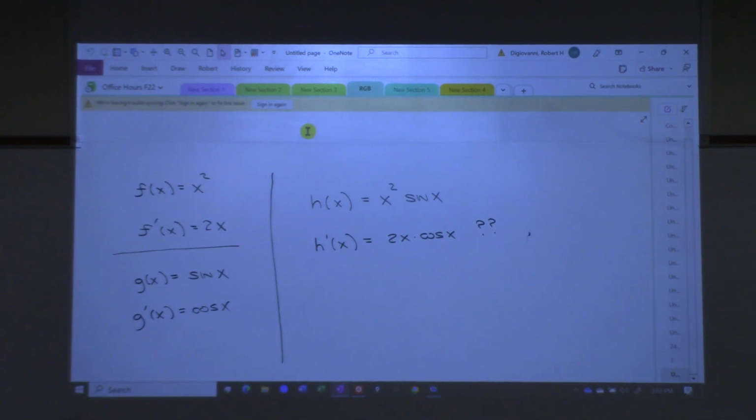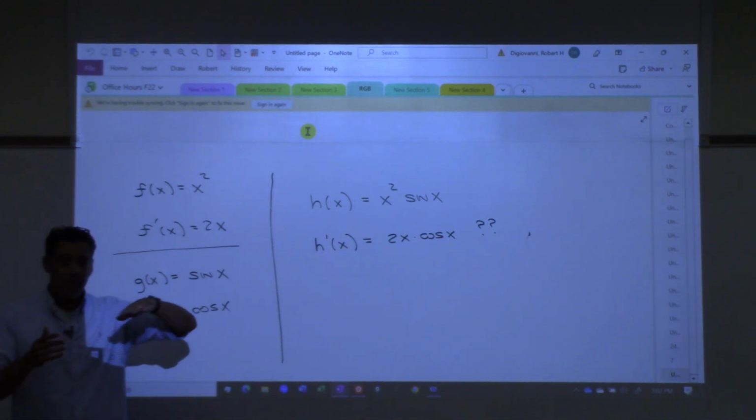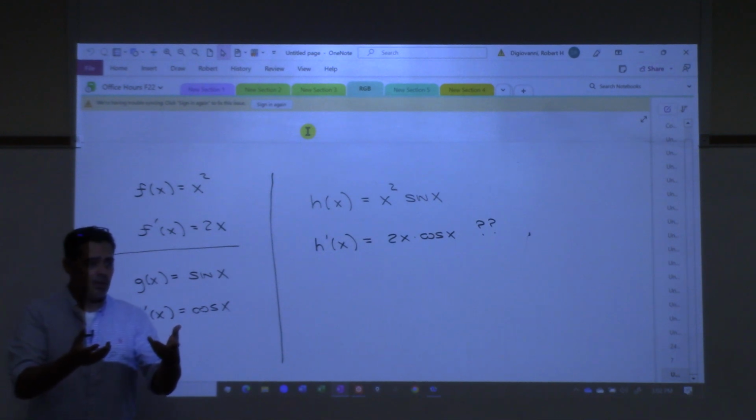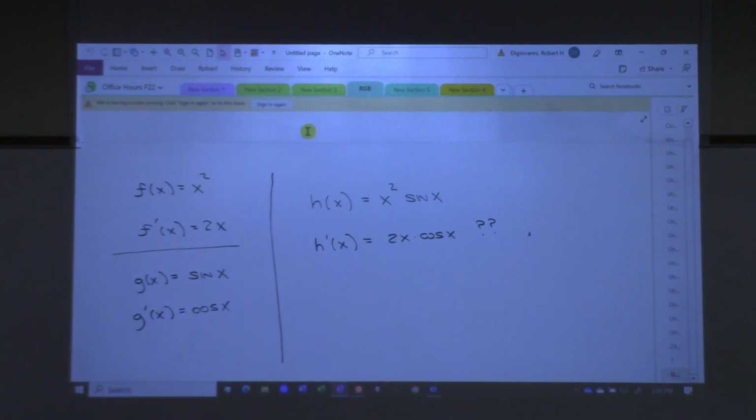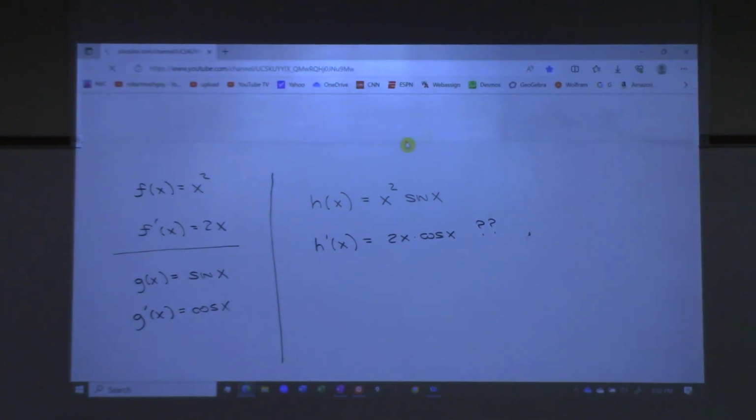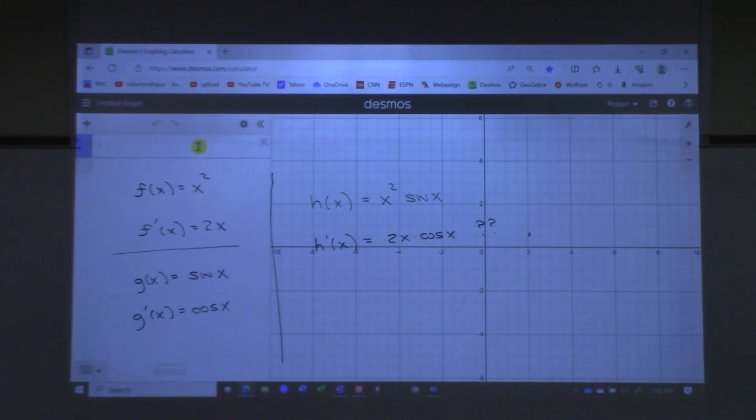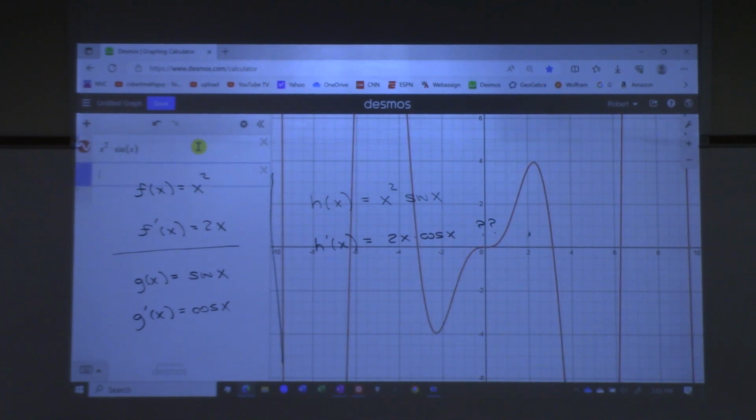But maybe we can look at the graph. You know how you just took a test where I gave you a function, asked you to graph its derivative, right? So we've had some experience where you look at a function, then you look at its derivative. Let's go to Desmos. And let's graph the original function, x squared times sine x. Okay, that's the original function. We'll look at it in more detail in a second. Then let's look at what we hope the derivative would be, 2x times cosine x.